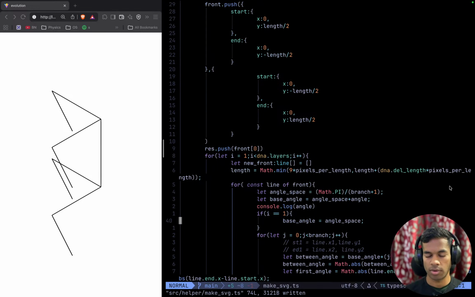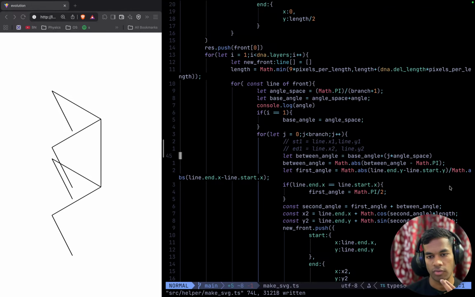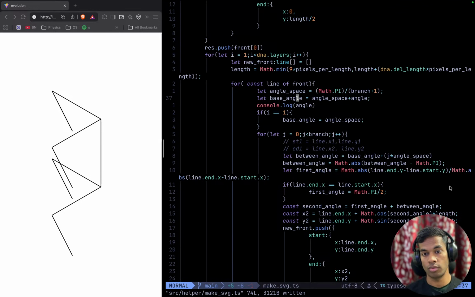What is the wrong part here? Console.log angle, if I equals this, base angle changes to just angle space, which is cool. And if we remove this here also.